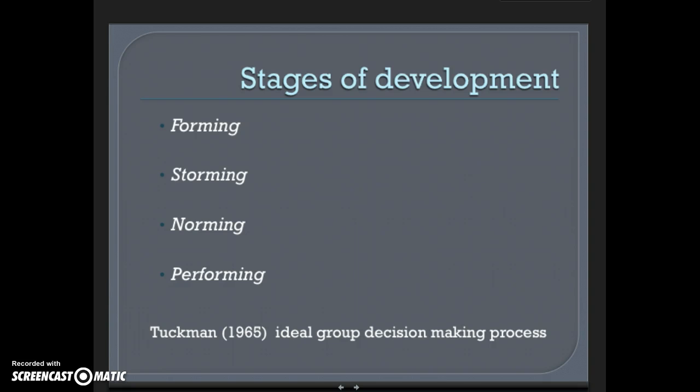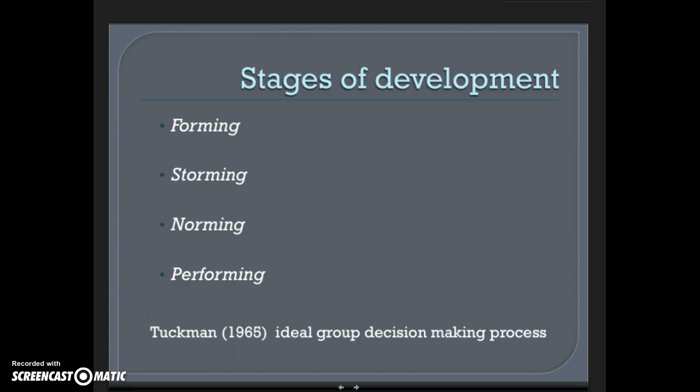Many of you are familiar with Bruce Tuckman's stages of development. He said that this is an ideal group decision-making process in terms of how groups get together and work productively. Groups get together, they form, then they move on to storming, and then norming and performing. The forming often looks like we're just getting together with others, and we pretend to get along with others during this stage.